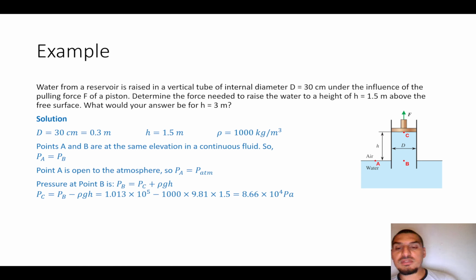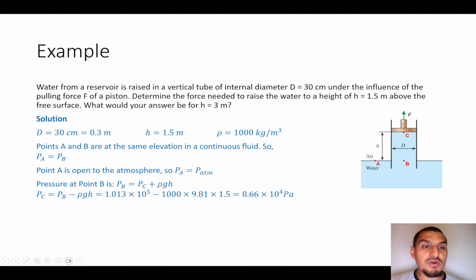Okay, so this is the pressure at point C. We already know the value of the pressure at this point. Given that this point is at the bottom side of the piston, the pressure at point C is a result of all the pressures above.